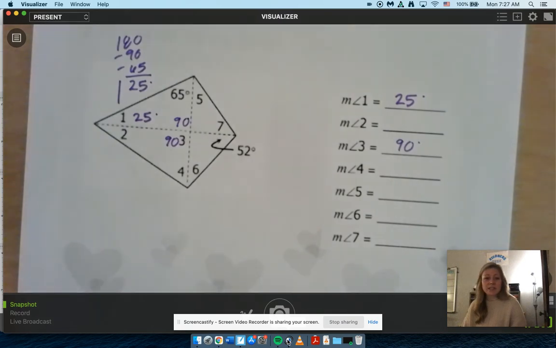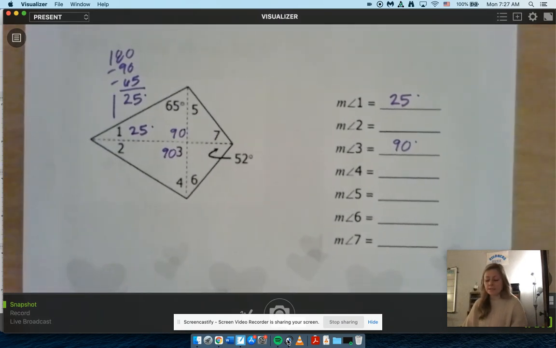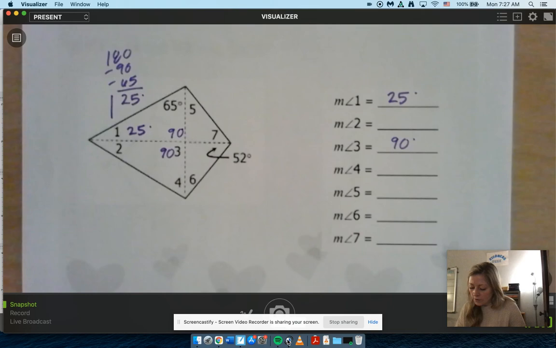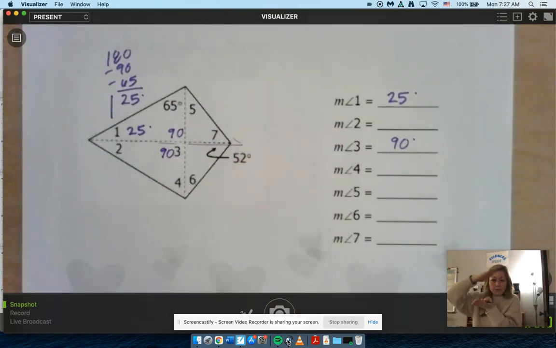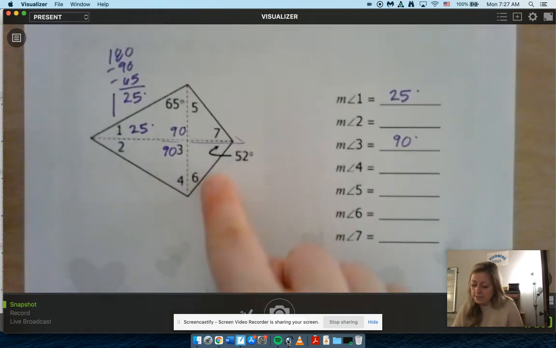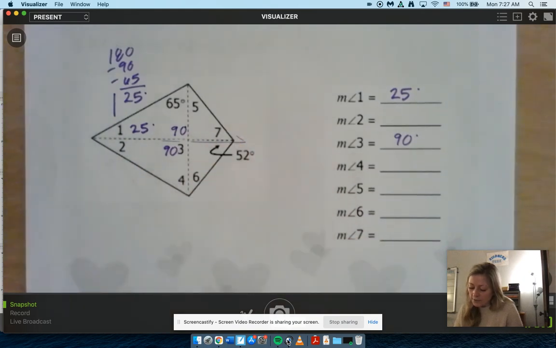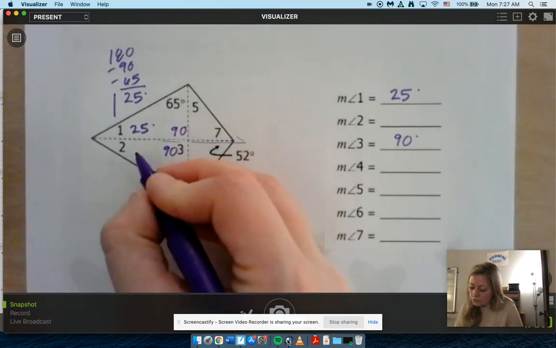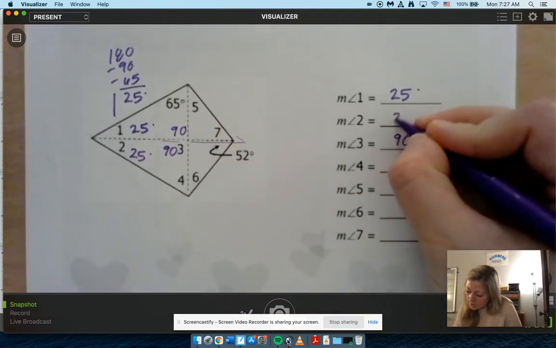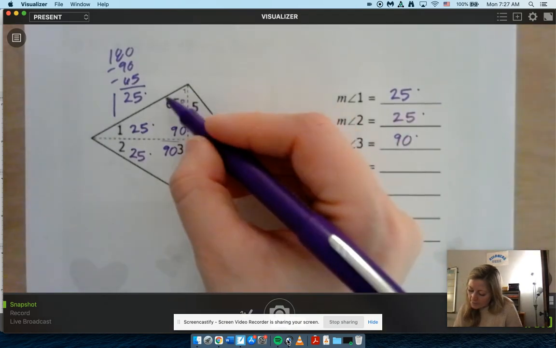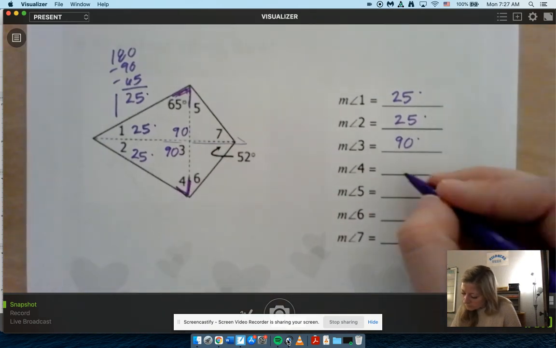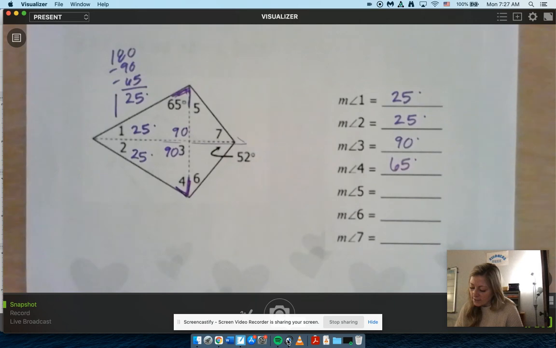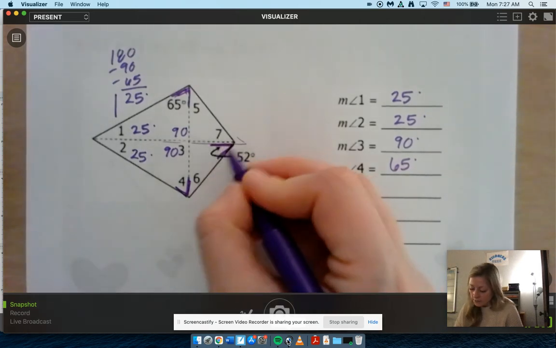And now, folks, there's just a lot of symmetry and lines of reflection here. Like this whole top triangle, do you guys see this big triangle here? If it reflects down, you get this mirror image down here. They're the exact same. So if angle 1's 25, so is angle 2. If this angle here is 65, so is angle 4. If this angle right here is 52, so is 7.